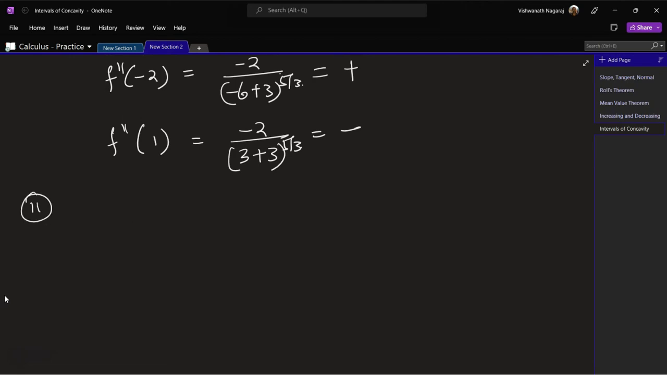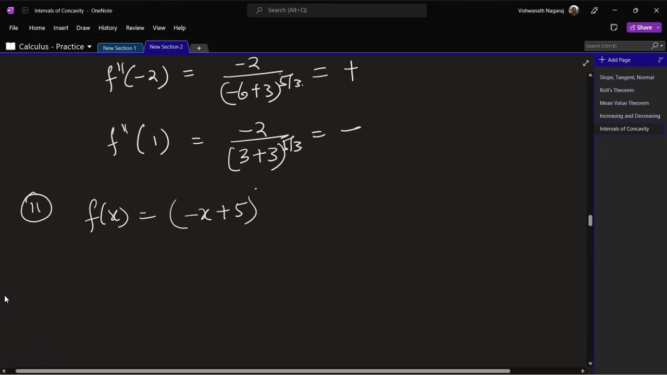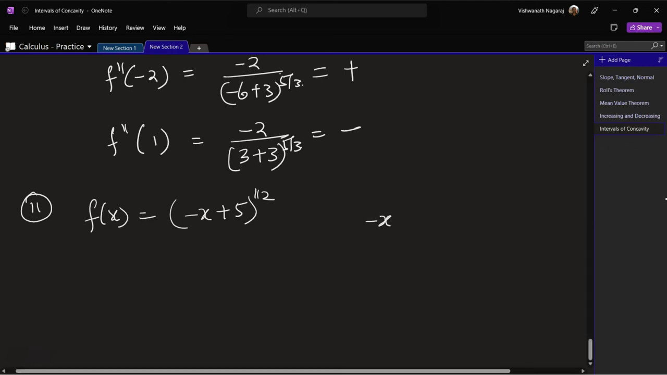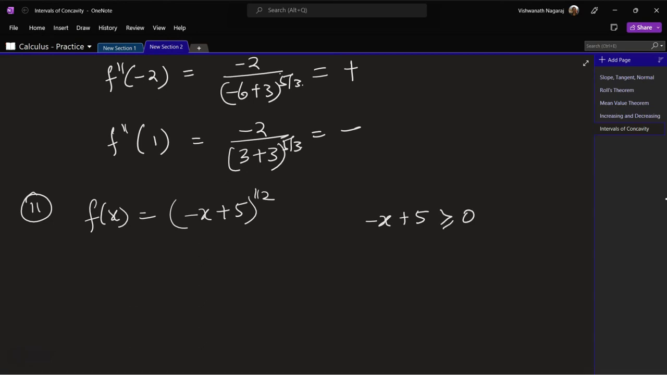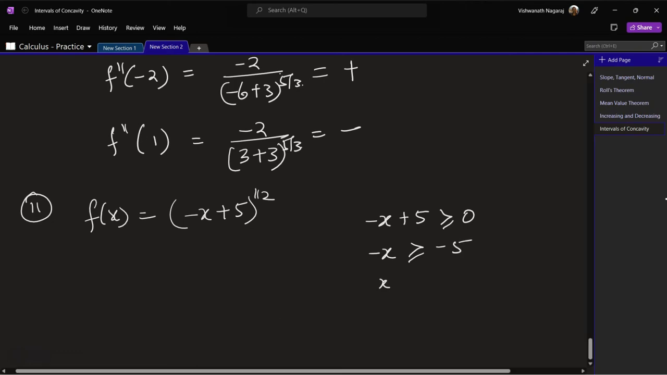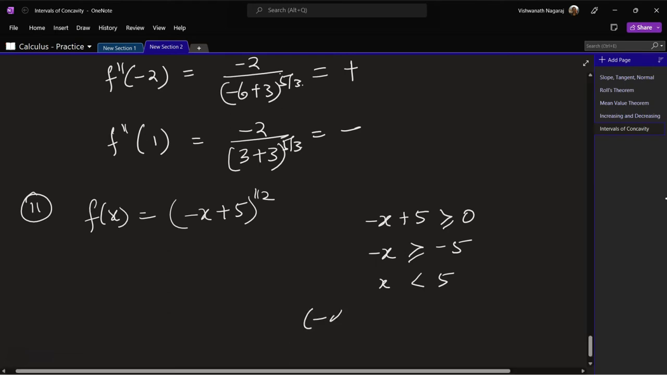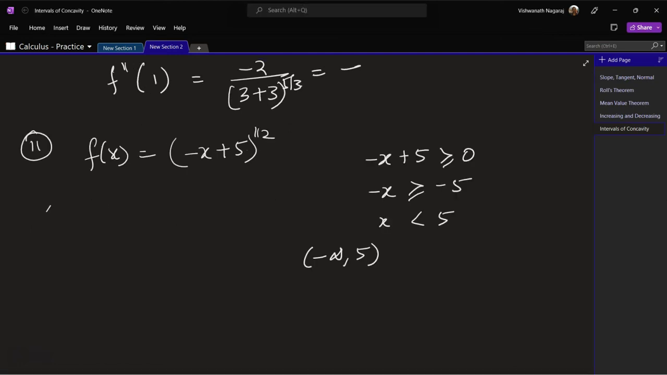Okay, 11th one. f of x is equal to minus x plus 5 to the power of 1 by 2. Now, the moment you see square root, immediately you know that minus x plus 5 has to be greater than or equal to 0. If it is less than 0, then we get into complex numbers. Minus x has to be greater than or equal to minus 5. That means x has to be less than or equal to 5. Okay, so which means our interval is going to be what? Minus infinity to 5. Now let's differentiate.